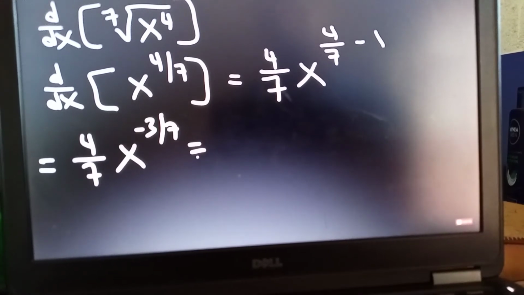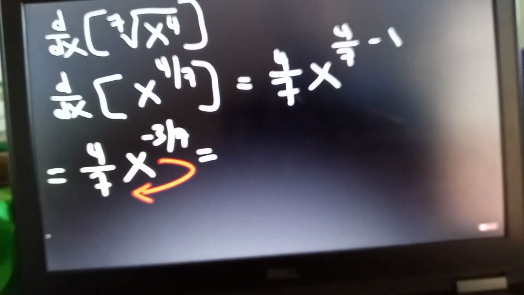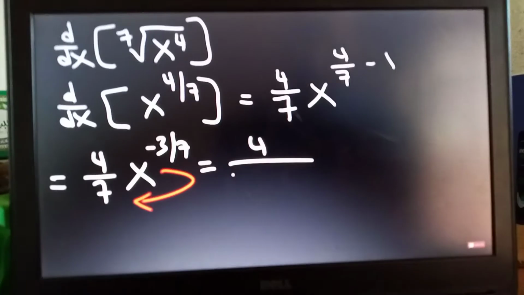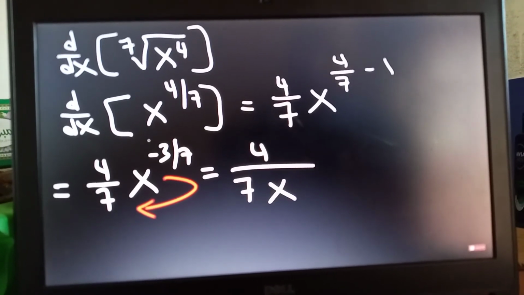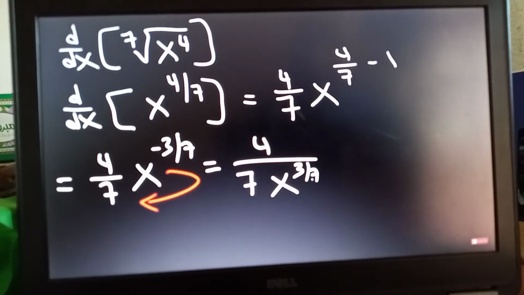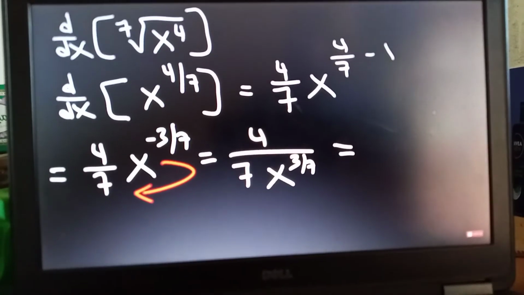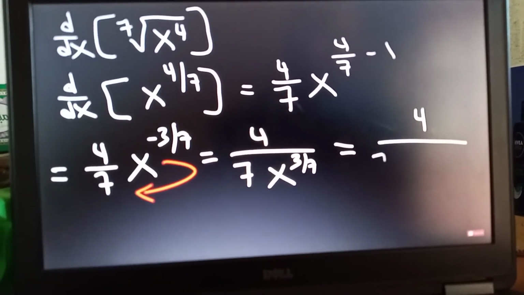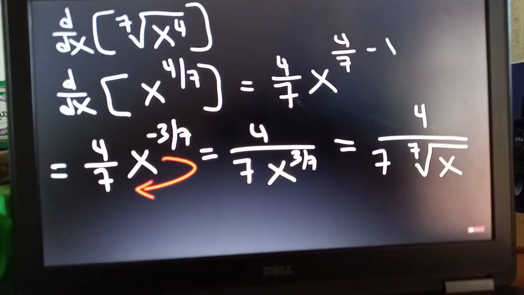So once again, we have a negative exponent, which means we need to move the variable to the bottom of the fraction. So the 4 is going to be on top, the 7 is going to be on the bottom with the x variable, and we're going to change the negative exponent to a positive exponent. And then at this point, we can turn it back into its radical form. So it's 4/7 times the 7th root of x cubed.